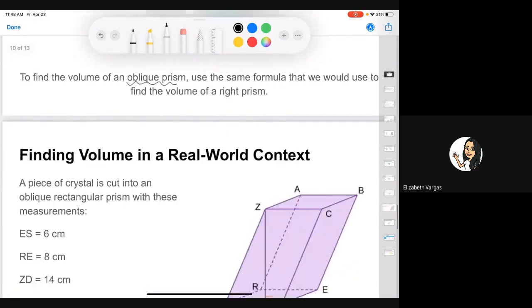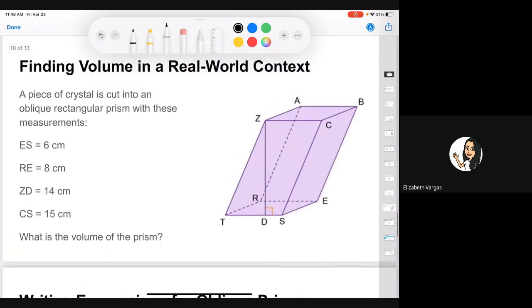So I'll show you what this looks like. Here it says, a piece of crystal is cut into an oblique rectangular prism with these measurements. What is the volume of the prism? But we know that the volume is equal to the area of the base times the height. But in this instance, our height would be equal to the measure of this line segment because we have an oblique prism.